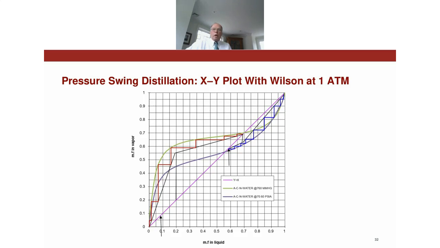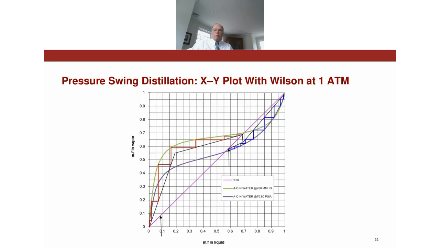And in the pressure column, in this case, it was 70 psia, that was the operating pressure. The azeotropic composition shifted to about 77 weight percent acetonitrile and 23 weight percent water.